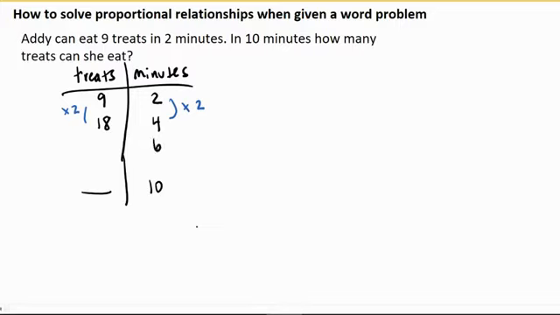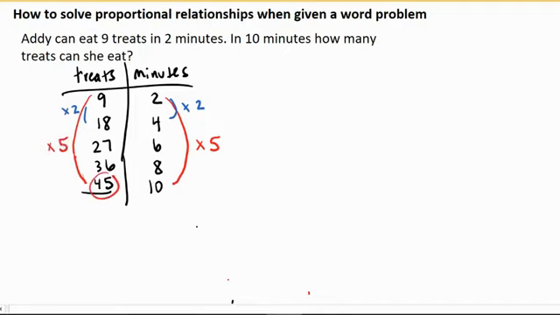I could keep going. In 6 minutes, she will eat 27. I'm just going to add 9 every time. Then in 8 minutes, she would eat 36, and in 10 minutes, she would eat 45. So you could use a pattern like that. Or from the beginning, we could say 2 times 5 would give me 10, so 9 times 5 would give me 45. That's how I could get this answer. So you can just use multiplication.